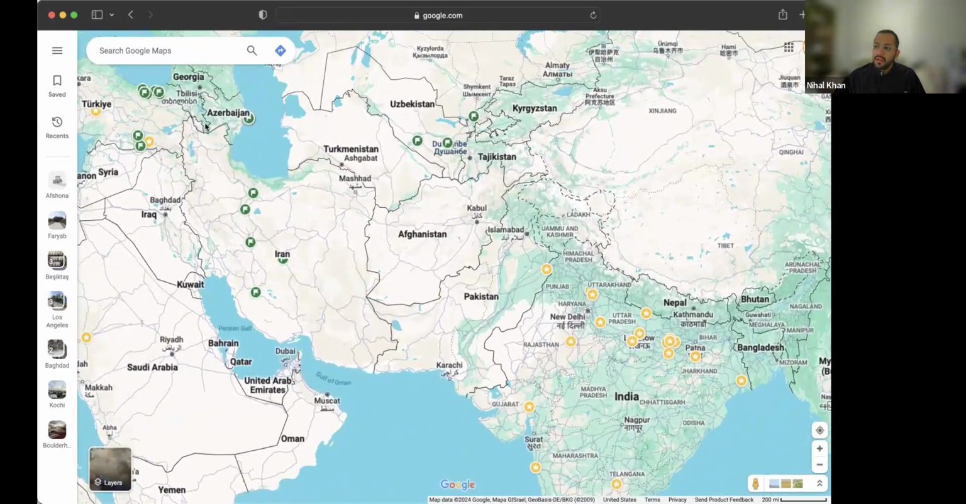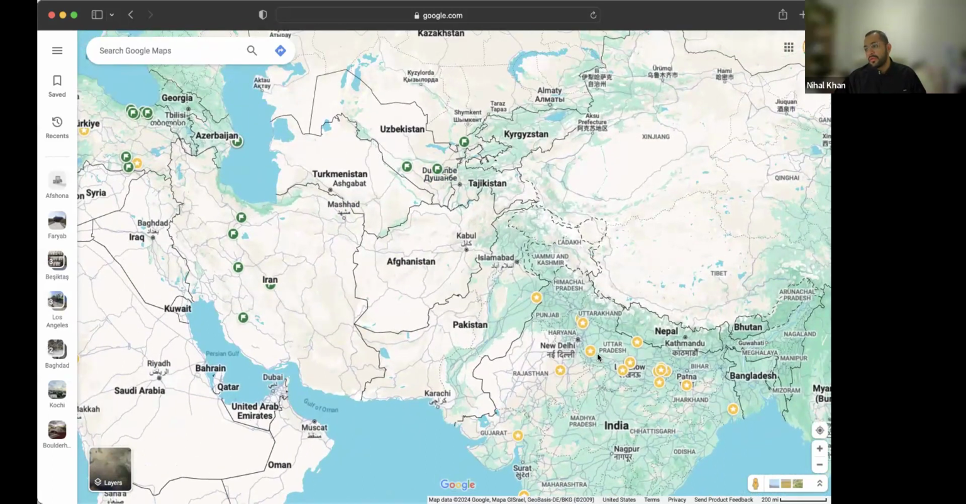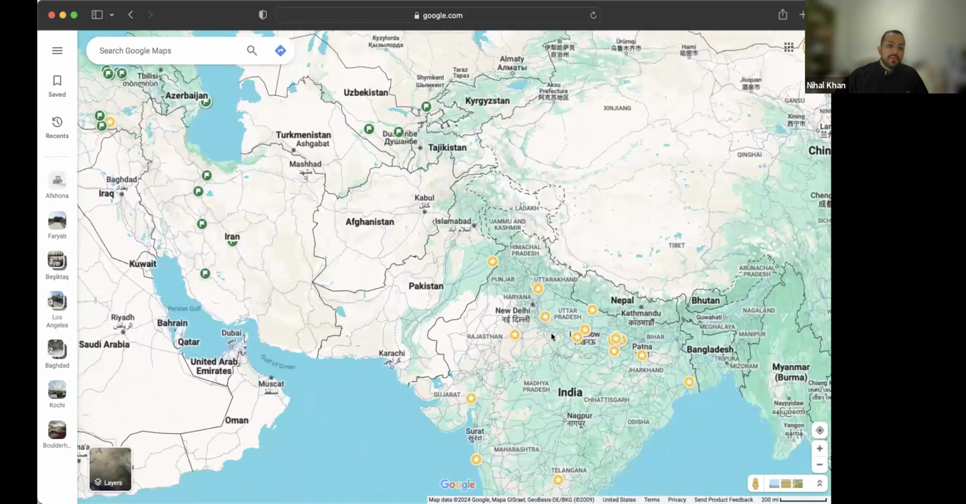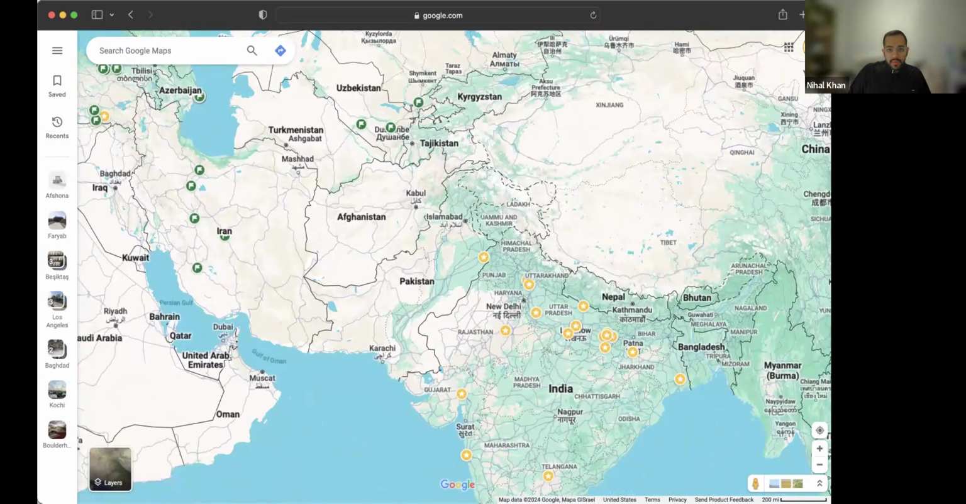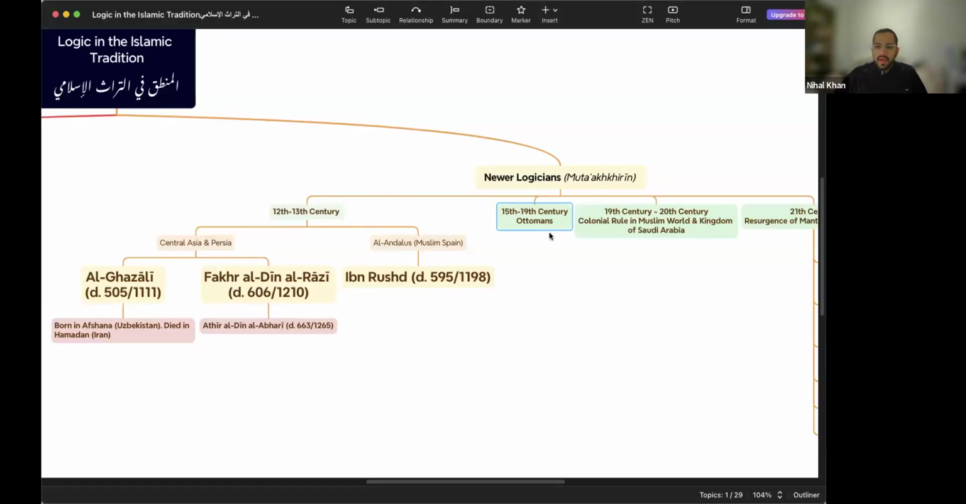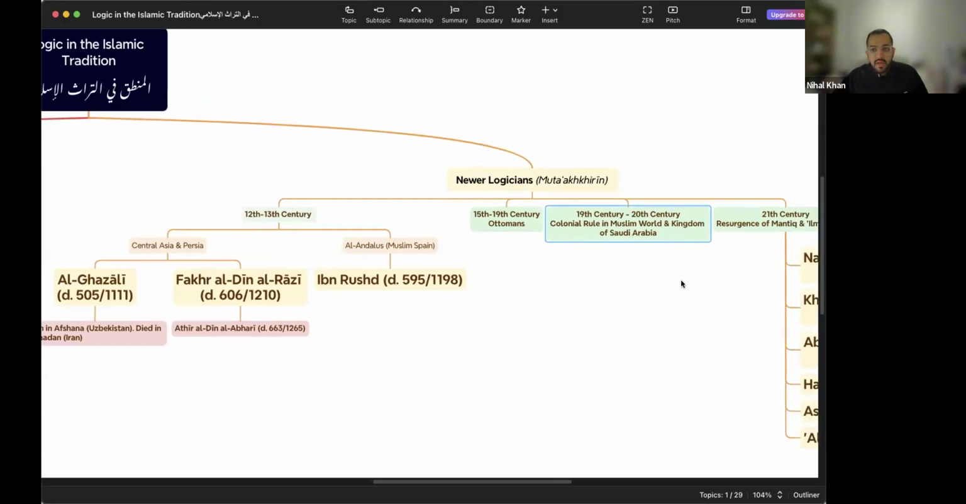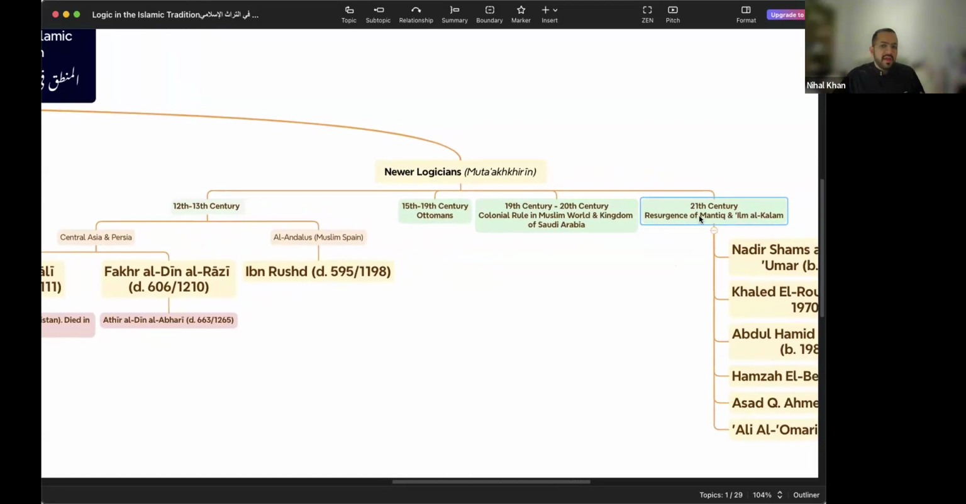Because keep in mind that, yes, you had the Shias that were there. You also had scholars who came from Central Asia and made their way to India. And believe it or not, many people don't know this, but mantiq was a part and parcel science of Indian madaris only until the 19th to the 20th century, because Muslims were trying to survive, and mantiq was not the science used to survive by that point. And then you have the 21st century, which I call the resurgence of mantiq and ilmul kalam.